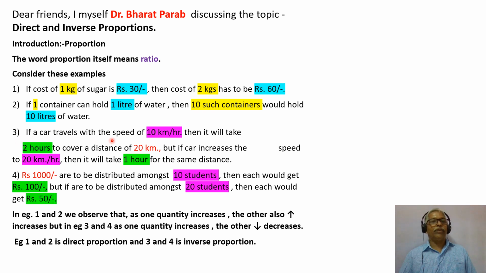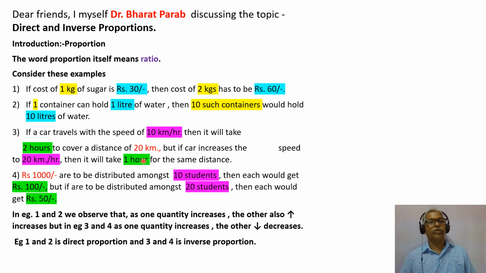Look at the third one. If a car travels with a speed of 10 kilometers per hour, then it will take 2 hours to cover a distance of 20 kilometers. Remember, this distance is constant for the further part of the problem also. But if the car increases the speed to 20 kilometers per hour, then it will take 1 hour for the same distance. Now remember, as speed increases, time decreases.